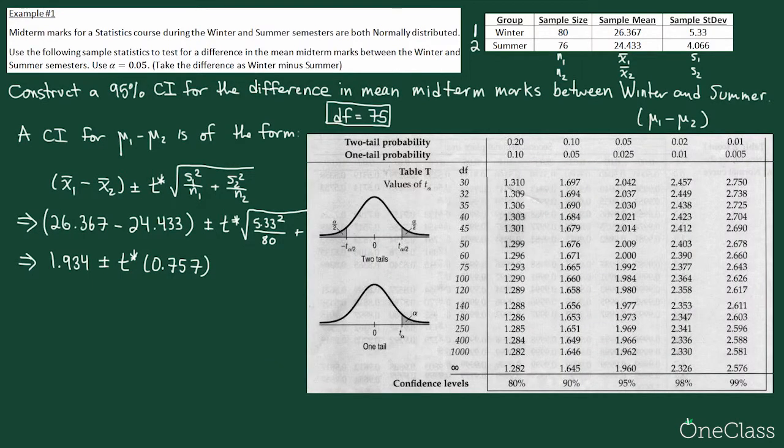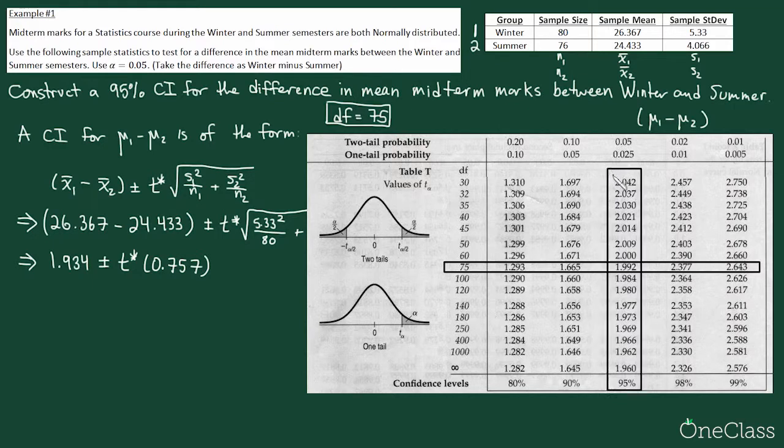Now we have to look up t star from the t distribution table. So the first thing you do is select the line that contains your degrees of freedom. Here, our degrees of freedom is 75, so we select that line. The next step is to look at the bottom. We are going to have a number of confidence levels. Select the column that contains your desired confidence level. So we want a 95% confidence interval, so we select the column that contains 95%. And the intersection is t star. So t star is 1.992.